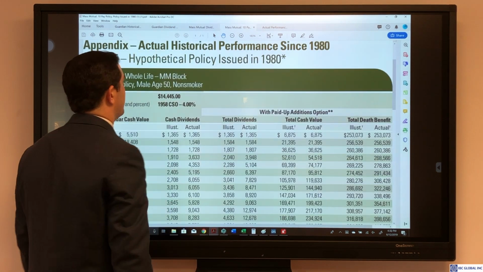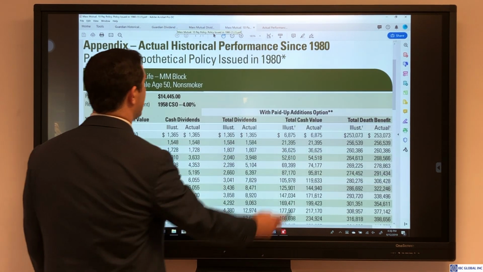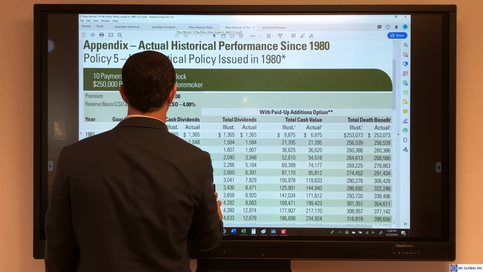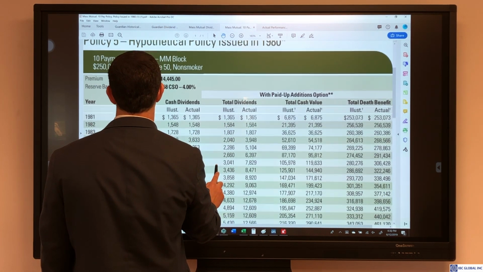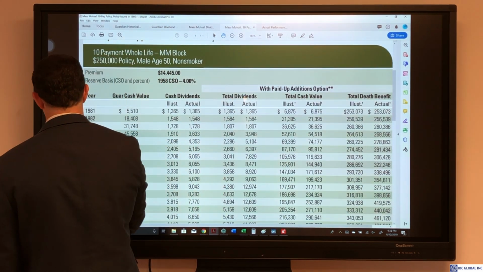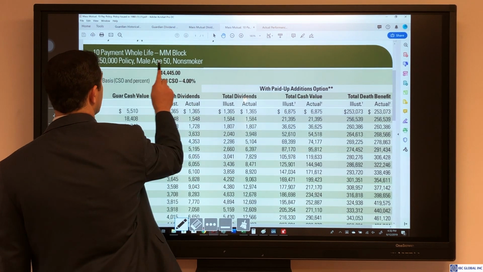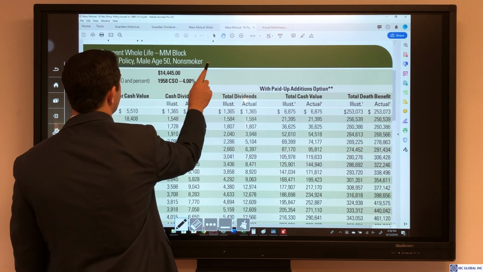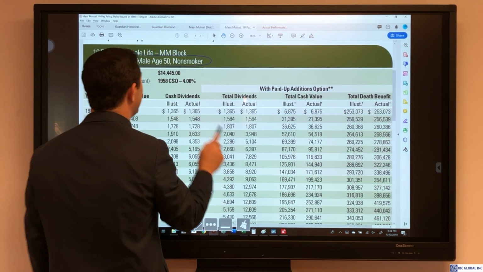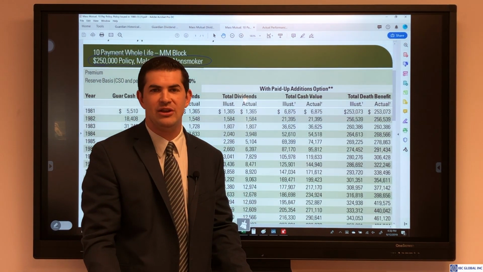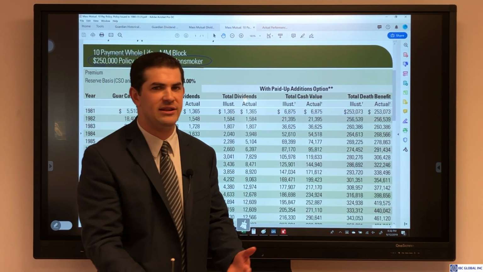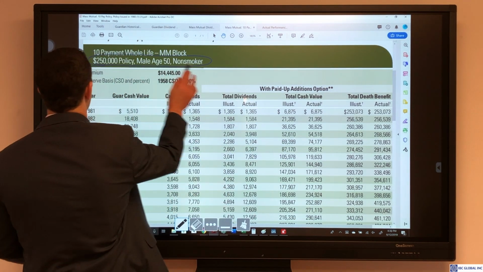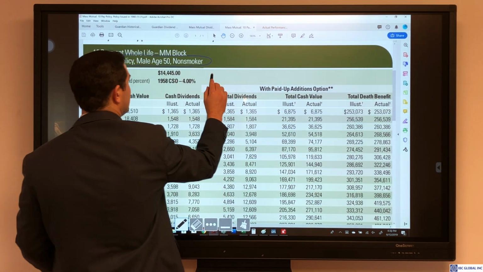So let's look at the actual policy here. So here's an account that was issued in 1980. And this was on a 50-year-old male. It was a $250,000 policy, so he did not design it with PUAs, with high cash value, nothing like that, no term riders. But it was a 10-pay policy.